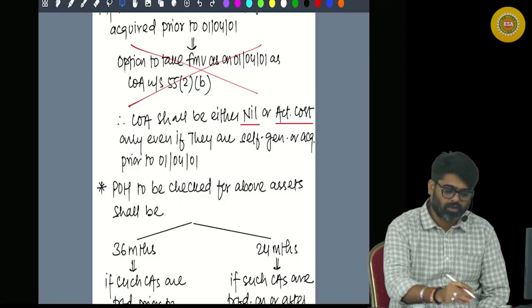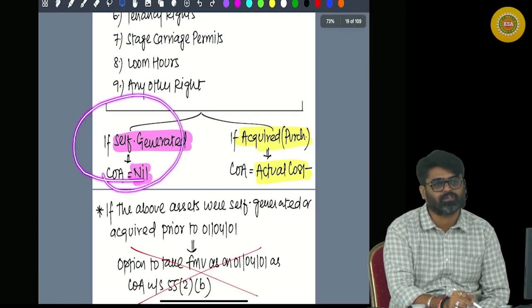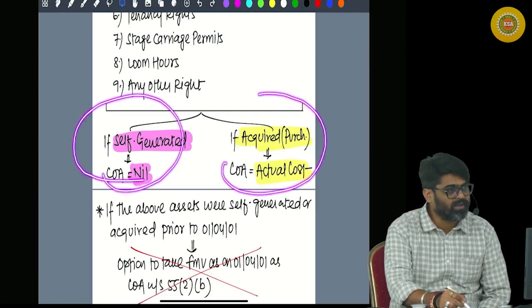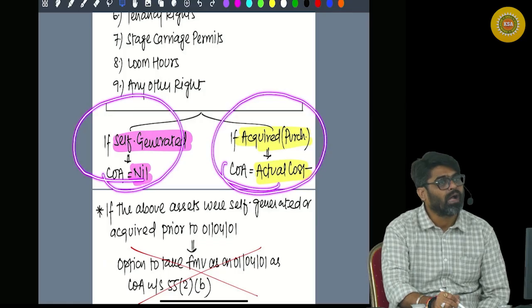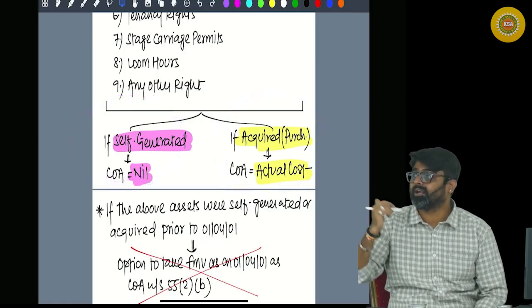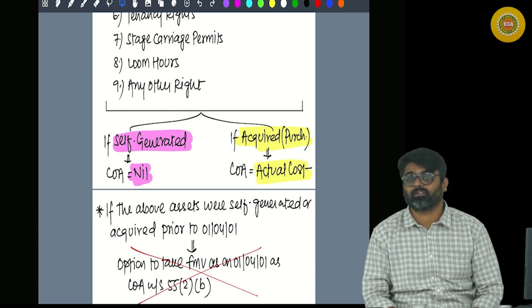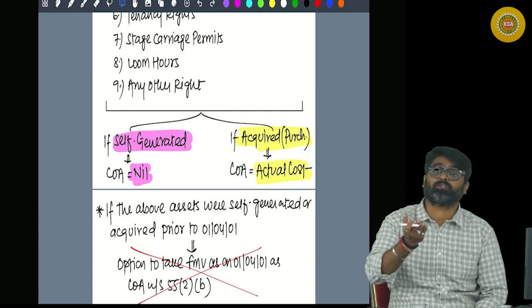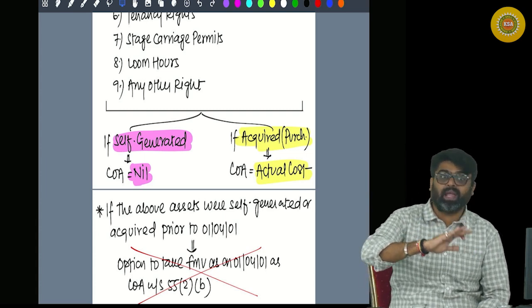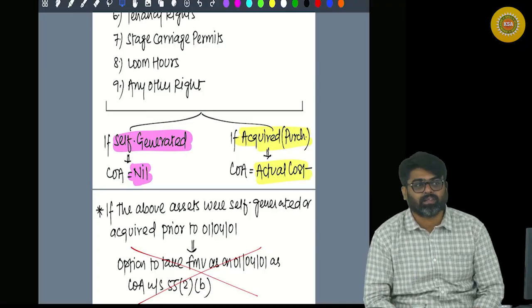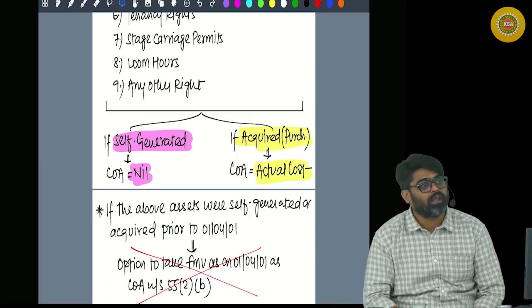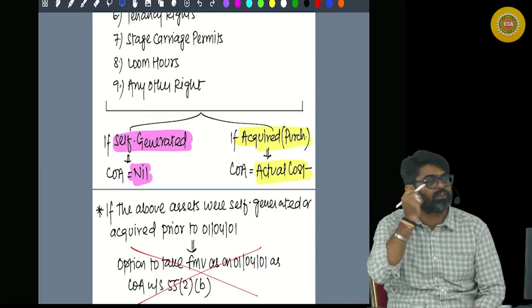Cost will be this only, no? And the period of holding you will check is 36 months. If the period of holding is more than 36 months, meaning the transfer is taking place prior to 23rd July and you are checking 36 months, yes or no? If more than 36 months, the asset is long term.